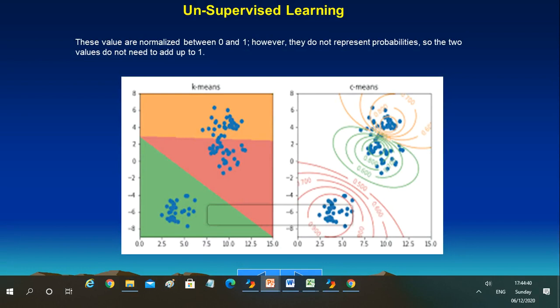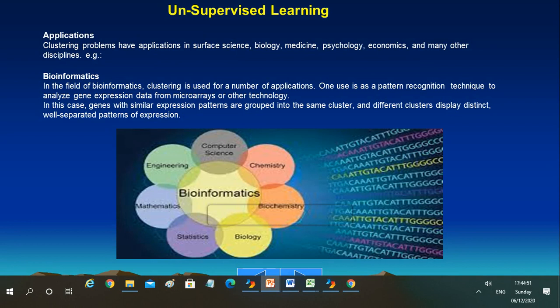These values are normalized between 0 and 1. However, they do not represent probabilities, so the two values do not need to add up to 1. Applications. Clustering problems have applications in surface science, biology, medicine, psychology, economics, and many other disciplines.